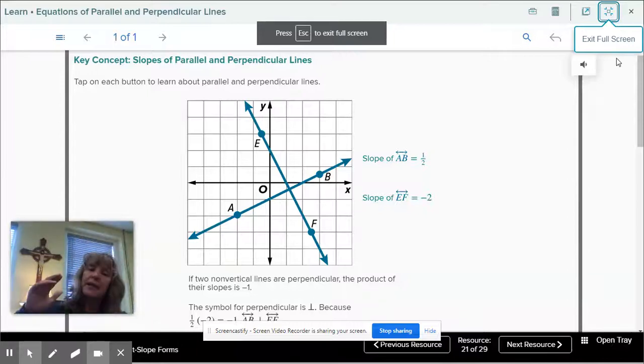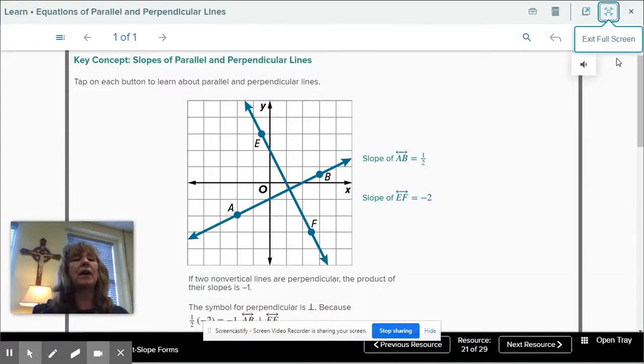Hi, algebra class. Today we're going to continue our study of slopes of lines, and we learned yesterday about point slope form, slope intercept form, standard form, and how to change between them. You always use the change in y over the change in x, the change in the height over the change in the length. That's how you get the slope of lines.